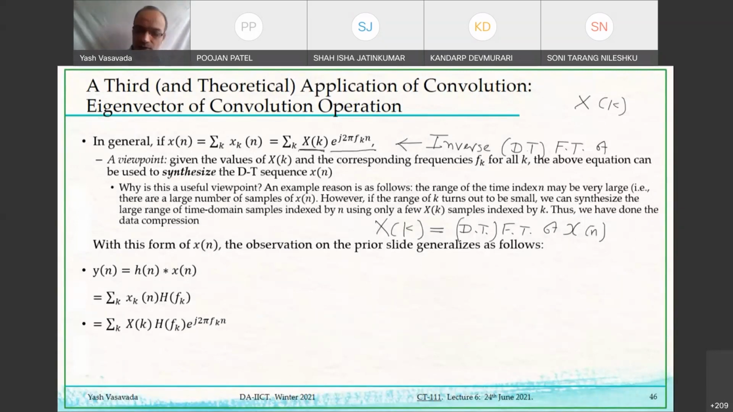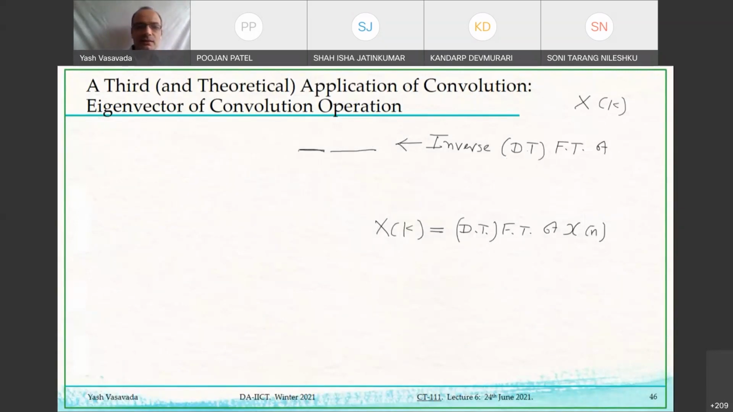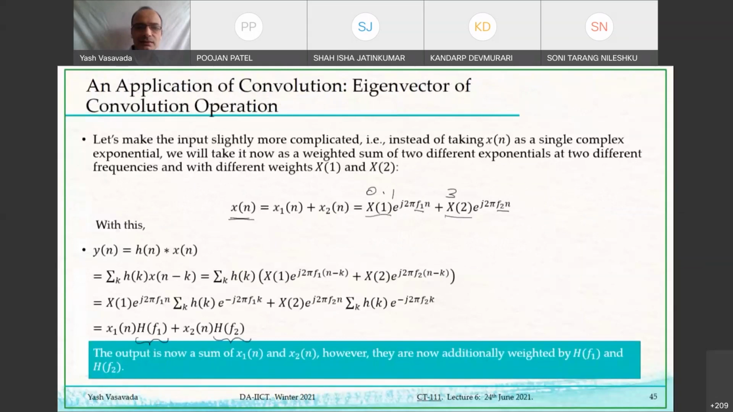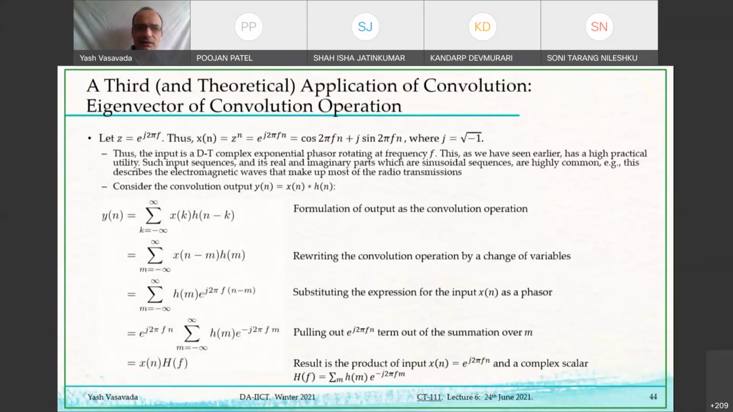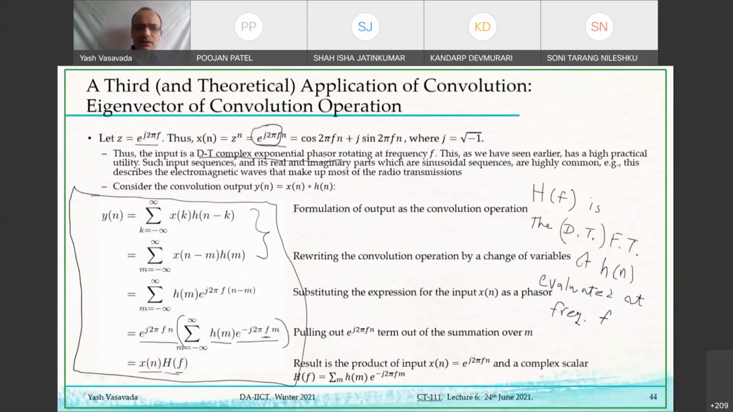How about this slide? Let me ask this slide. Did you understand this slide? Or maybe even let me go one slide backward. How about this one? Did you understand this part? Isha? Yes, sir. Okay. Pujan, do you understand this? Yes, sir. I understand. Yes.